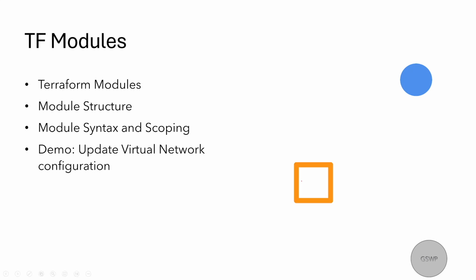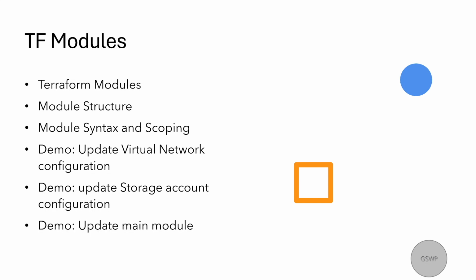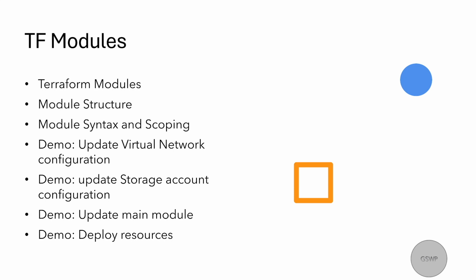Moving on, now we have a demo. As we know, we are working on a virtual network and a storage account. We are going to create a module for the virtual network, a module for the storage account, and then update the main module, which is our root module, and then we will deploy it. Let's see how we are going to work on it.